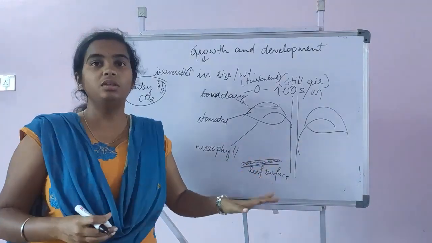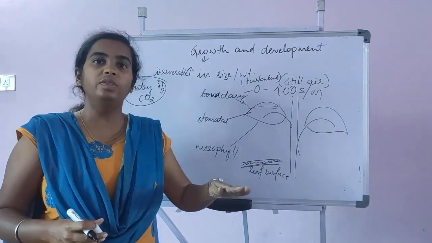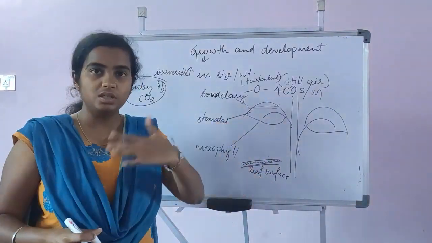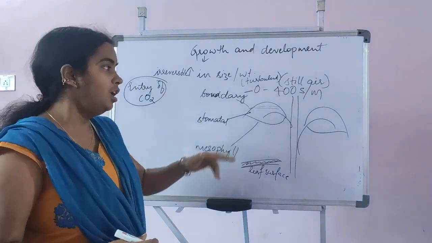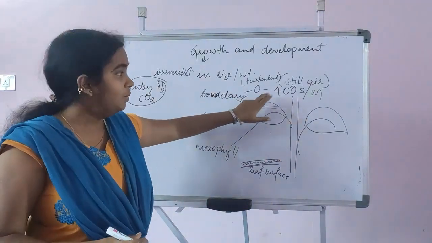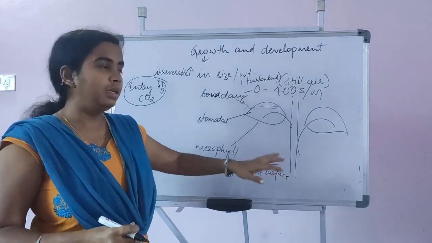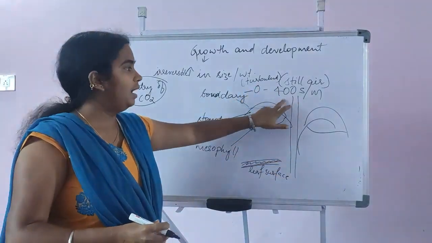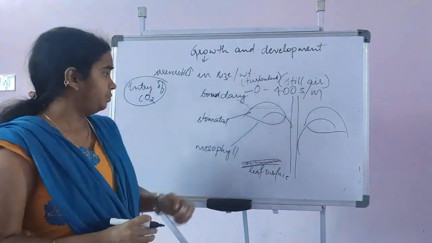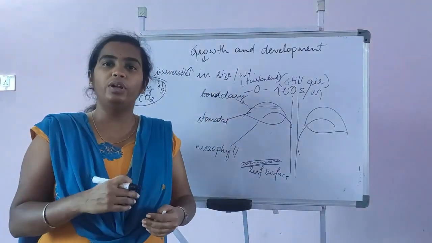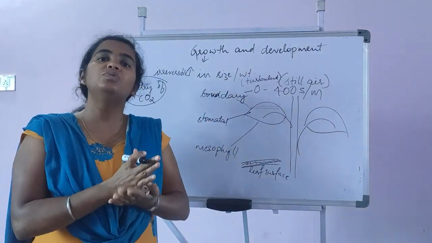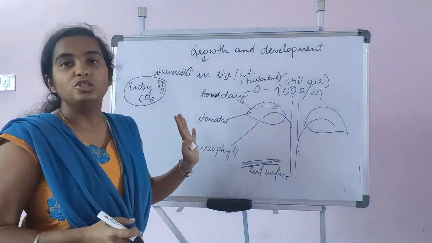Boundary layer is nothing but the undisturbed air layer on the leaf surface that will offer some resistance for the entry of carbon dioxide. So the magnitude varies from 0 to 400 seconds per meter. 0 is for turbulent air and 400 is for still air. After entering into the boundary layer, the next part which will be offering resistance is the stomata.